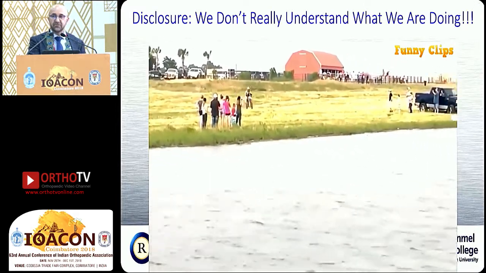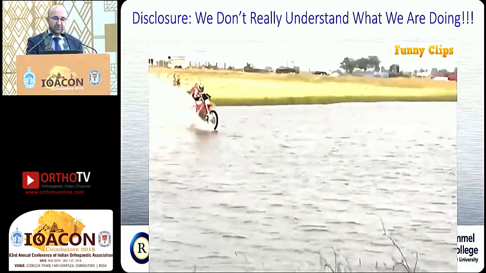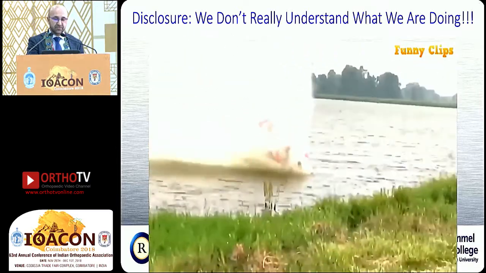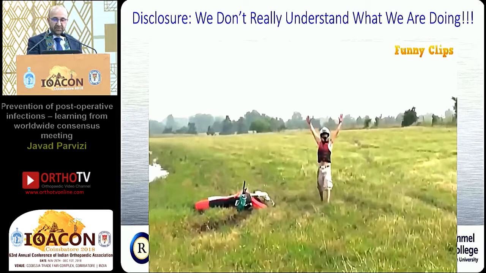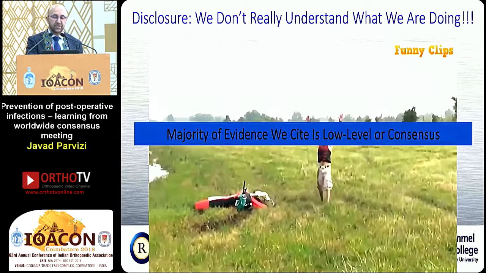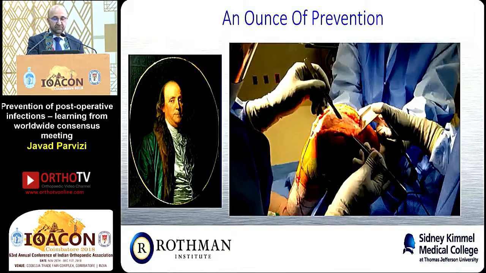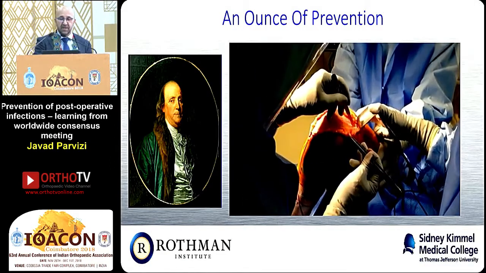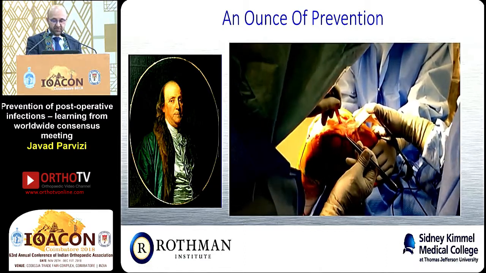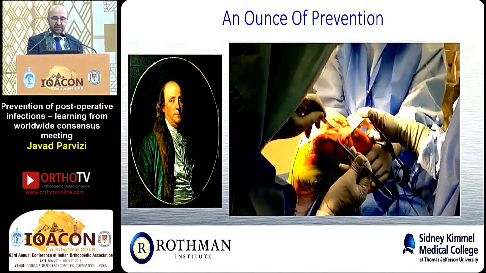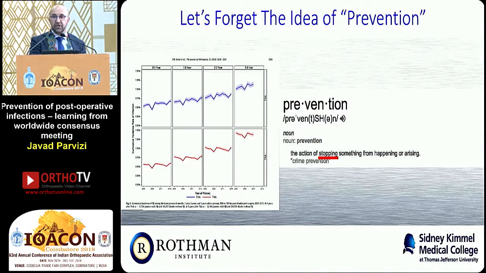I've been asked to talk about prevention of surgical site infection and periprosthetic joint infection. The conflict of interest that I will tell you is that most of the things we do today, we don't know if there is enough evidence behind them to support. As Benjamin Franklin said, the best is an ounce of prevention. And in periprosthetic joint infection, that definitely applies. The goal is to try to prevent.